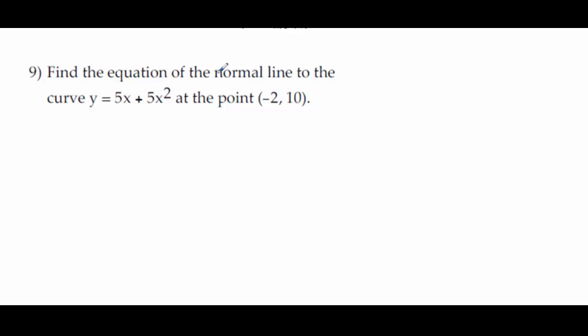Number 9 is really similar in that it wants us to find the equation of a line, but this time it's the normal line. So remember that normal means perpendicular. So to find it, that's where we have to do the opposite reciprocal of the slope we get. They even told us the whole point, which is nice. I'm going to use the second formula. And this is my a value, negative 2.